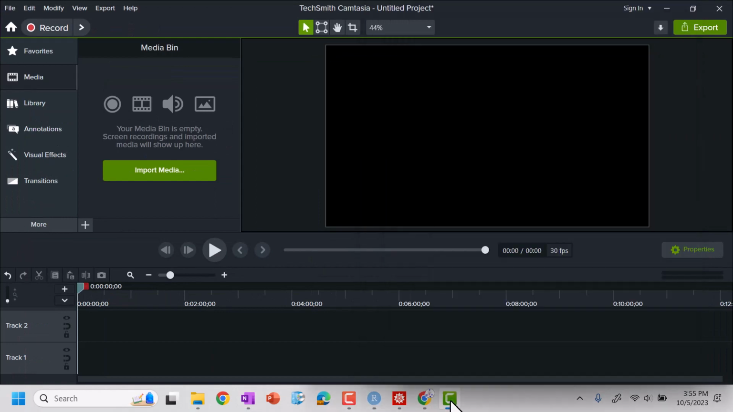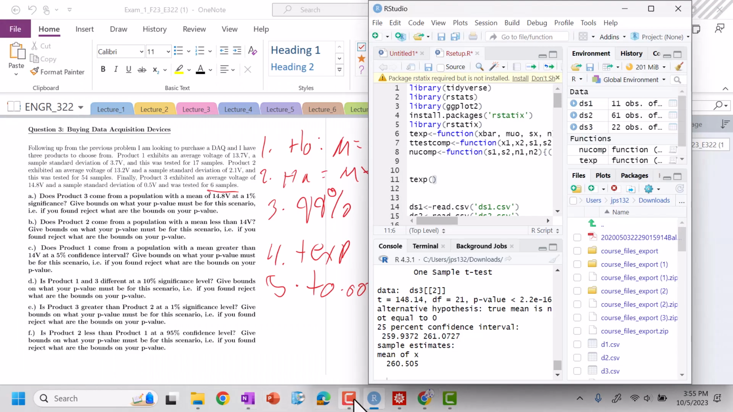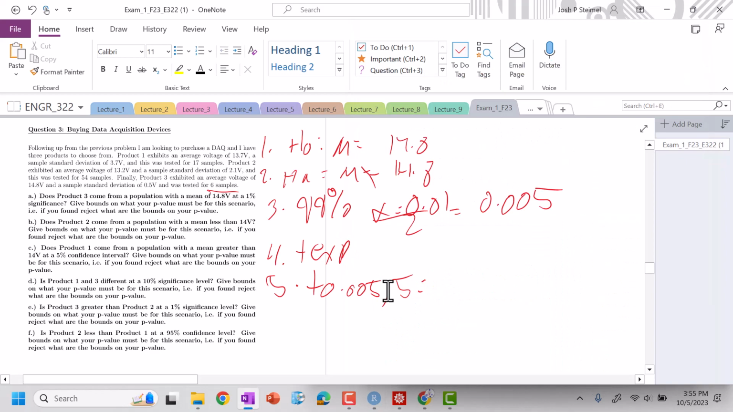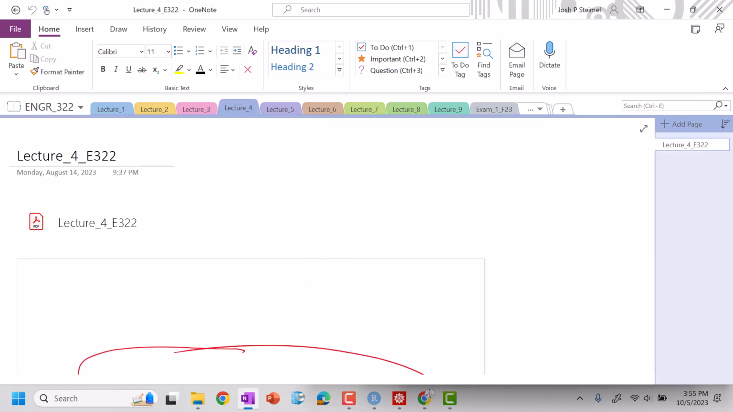So let's go ahead and get at it. I'm going to do T experimental. So we need our X bar, which for product 3 is going to be 14.8. Our mu is 14.8 as well, so it's going to be 0, but let's just work this out. 0.5, and then finally our N is going to be 6. So we can find that T experimental, 0. And now we can look at our T005.